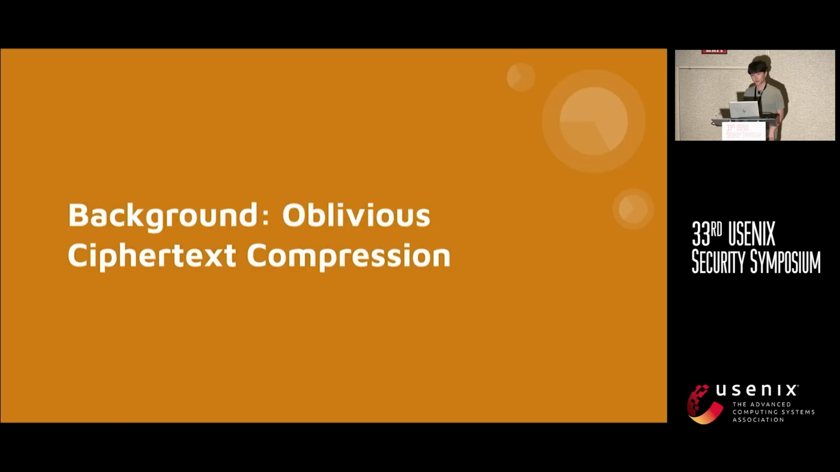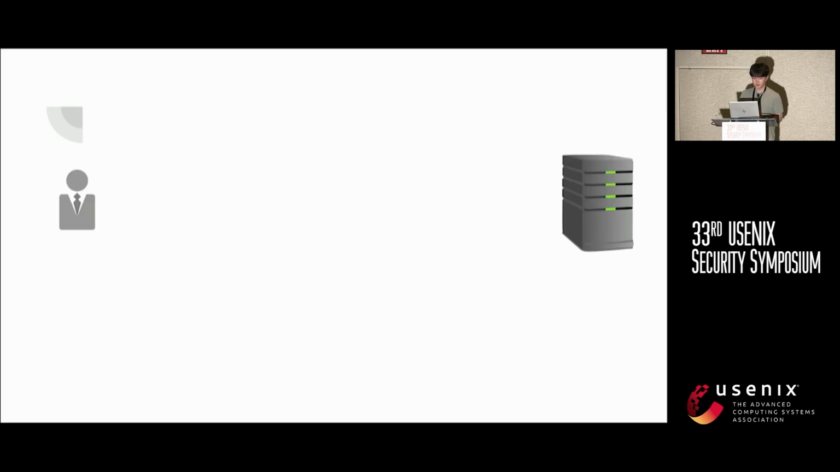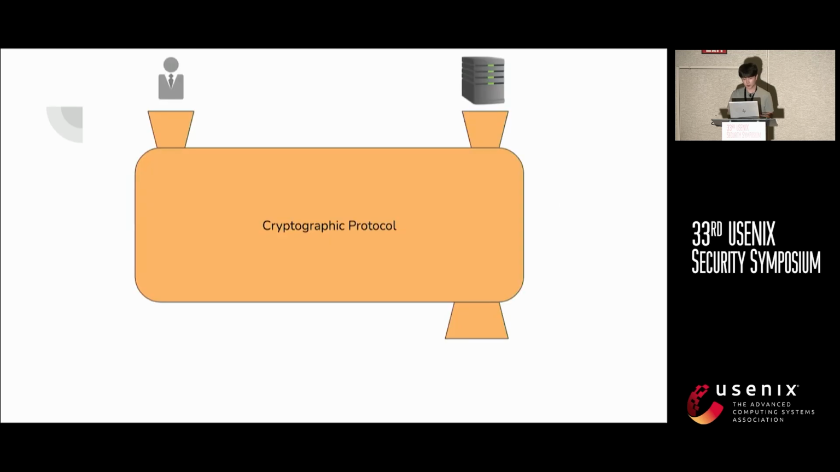So in this work, we study two problems called Oblivious Ciphertext compression and Oblivious Ciphertext decompression. We'll first go over what each of these problems is. In the Oblivious Ciphertext compression problem, we have two parties, a client and a server. Let's assume that the client and the server participate in some cryptographic protocol. And in the end, suppose that the server obtains some vector of ciphertexts that are encrypted under the client's secret key.